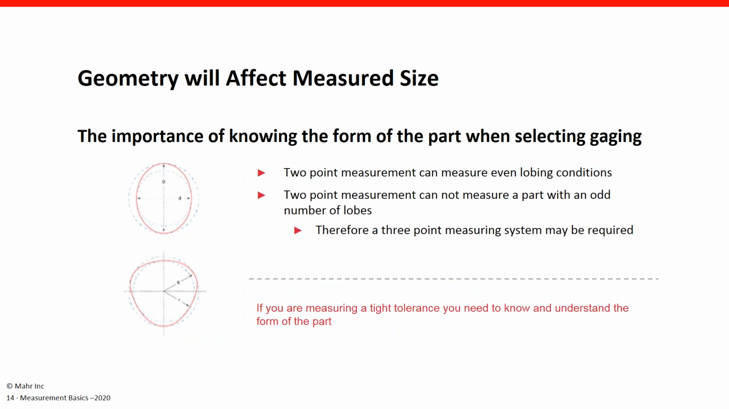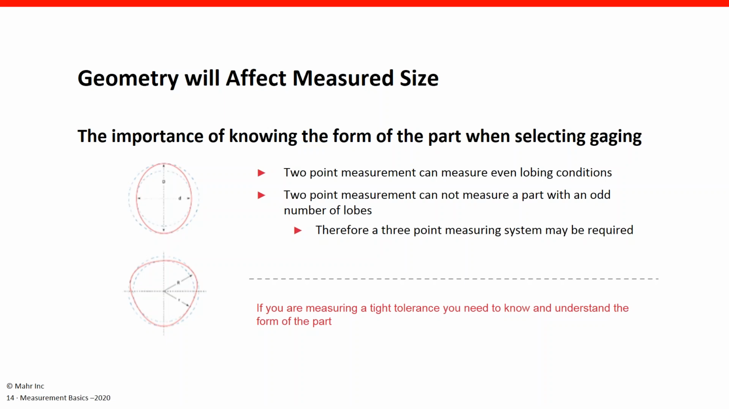Now here's an example of how geometry can affect the measured size. It's kind of important, especially when we have tighter tolerances, to know the form of the part when selecting the right gauging. In the top picture here, you can see that that's a round part. It's simulating a round part that has what we would say is an even number of lobes. It has basically a larger and a smaller diameter.